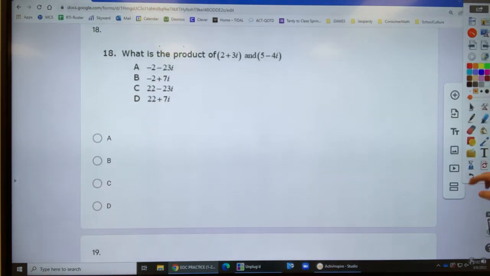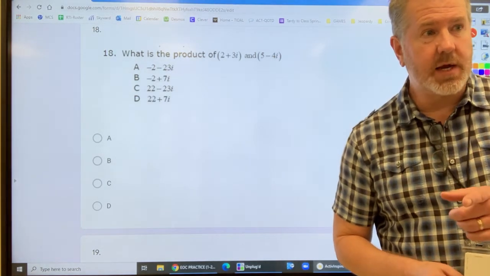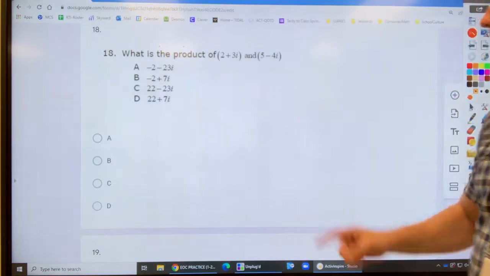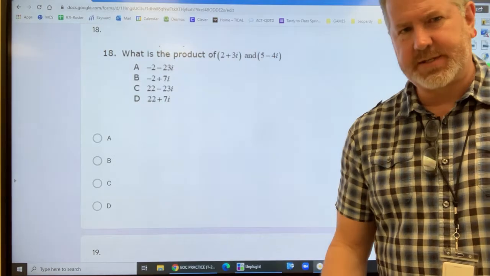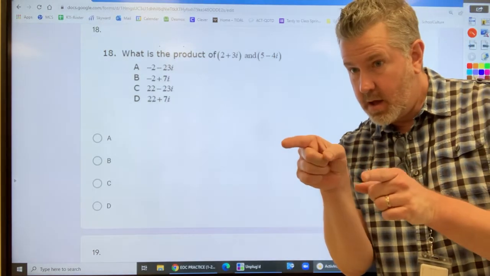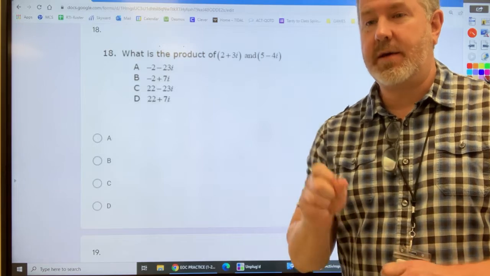Number 18, what does product mean? Tell me what product means. Colby? Yes, exactly. Product means multiply. So I'm going to just multiply these things together. I've got an i in there, so what's that i going to tell me, Aaliyah? Right. Anytime I have i squared, it's negative 1.